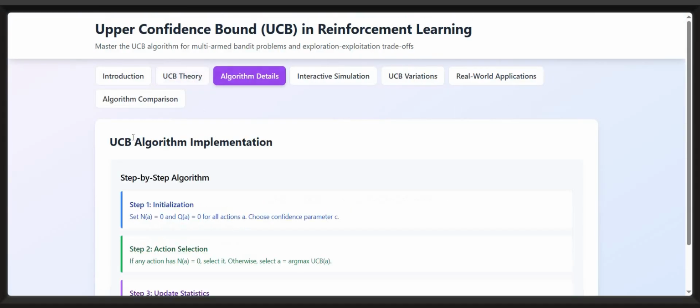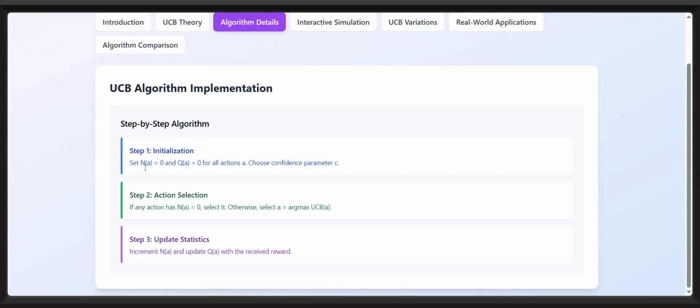And algorithm details is here, 3 steps. What are they? We initialize everything. For each arm A we set NA, which is the count, to 0, and the same with QA, the estimated reward, we start from 0 there too, and we choose the confidence value C.